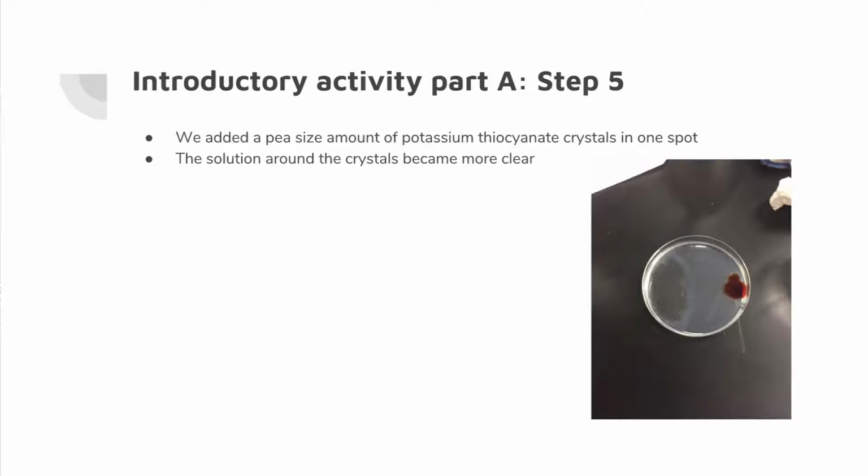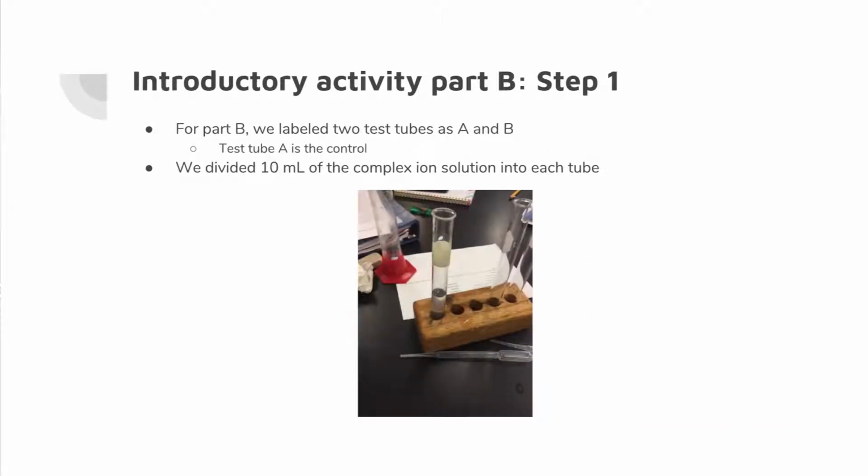The spot still stayed. Moving on to part B of the introductory activity, we labeled 2 test tubes as A and B. So test tube A is the control, and then we divided the complex ion solution into 10 milliliters each for each tube.